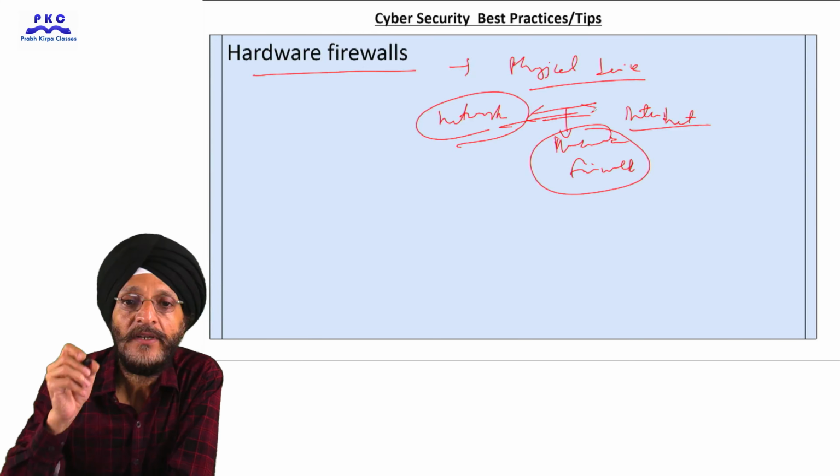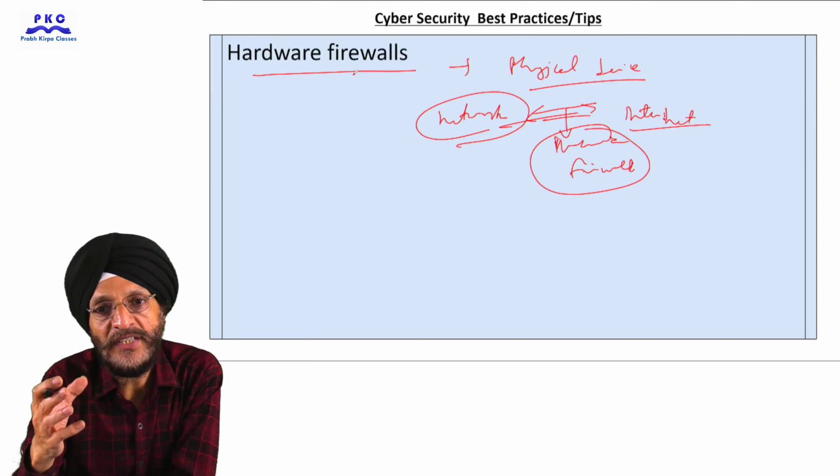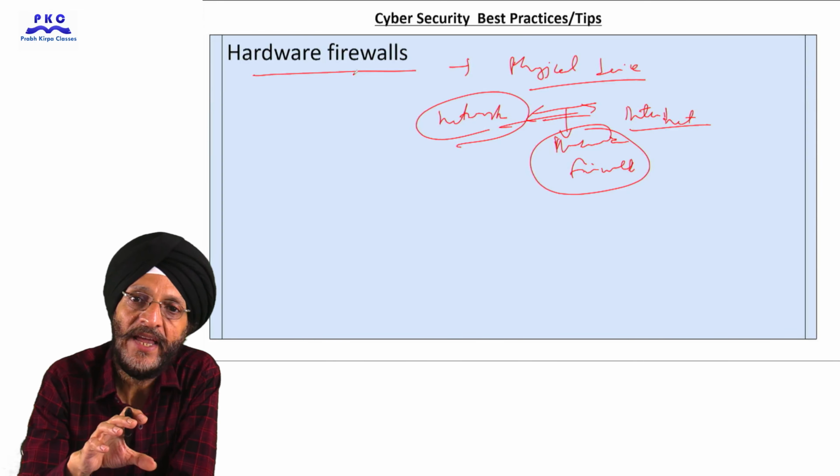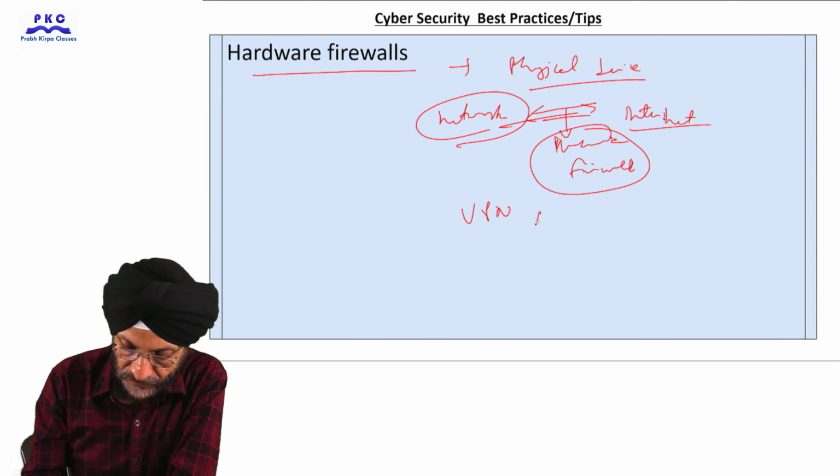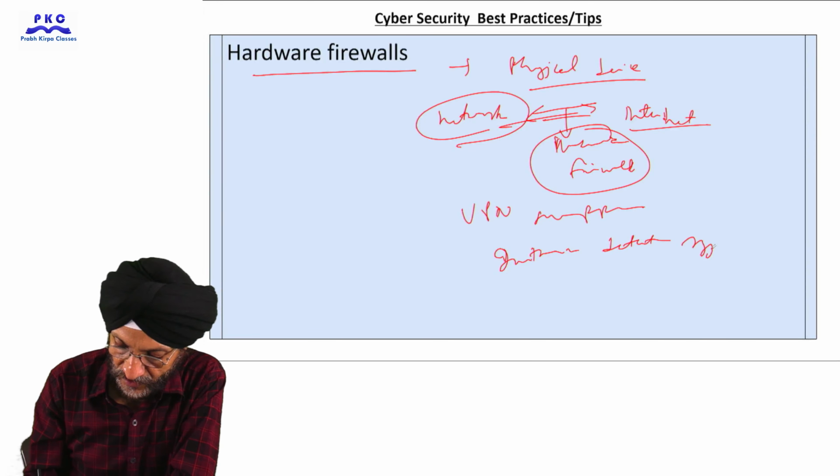This hardware firewall provides better protection as compared to software firewalls because of the advanced features which it normally has, such as VPN support, intrusion detection system, and much more robust security policies.